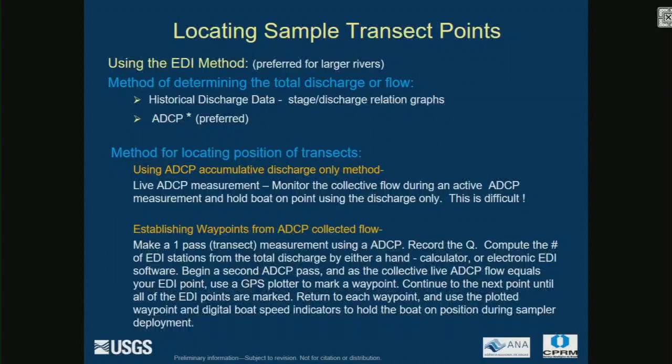If you're doing it by hand, you just take the total discharge and multiply it times the percentage. It gives you your midsection points. So do that, or use the electronic EDI calculator, which does basically the same thing. You'll see it gets the same number if you calculate it by hand. We begin our second pass, and as we collectively accumulate the flow, we get to that value on the ADCP, we make a waypoint. And we continue this until we get finished with the measurement, right back across the same ship track that we were on before, as close as we can.